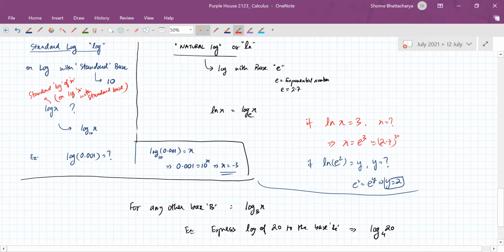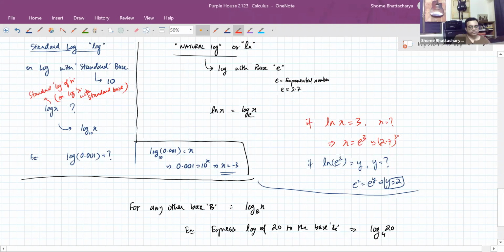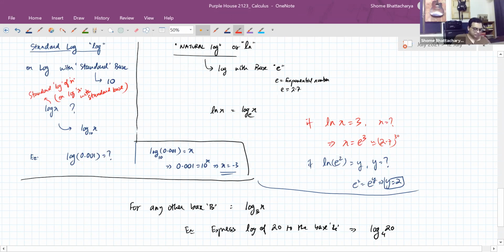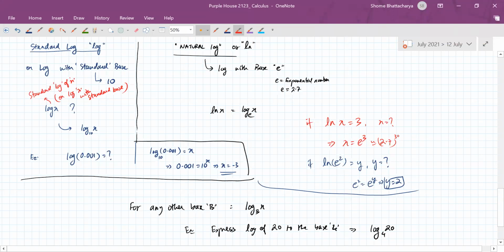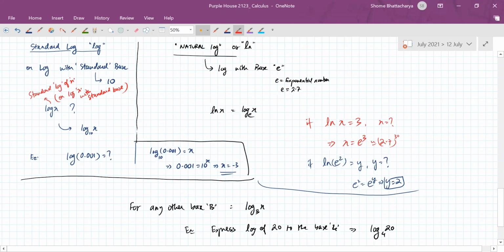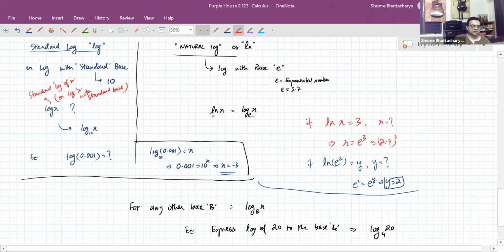Sir, in natural log, what you wrote in the third line, sir. Log with base e. This log stands for log with base e. The value of the base is the exponential number e. Sir, is the symbol LX or LR? ln, beta, ln. L for log, n for natural. Okay. This symbol here, no?